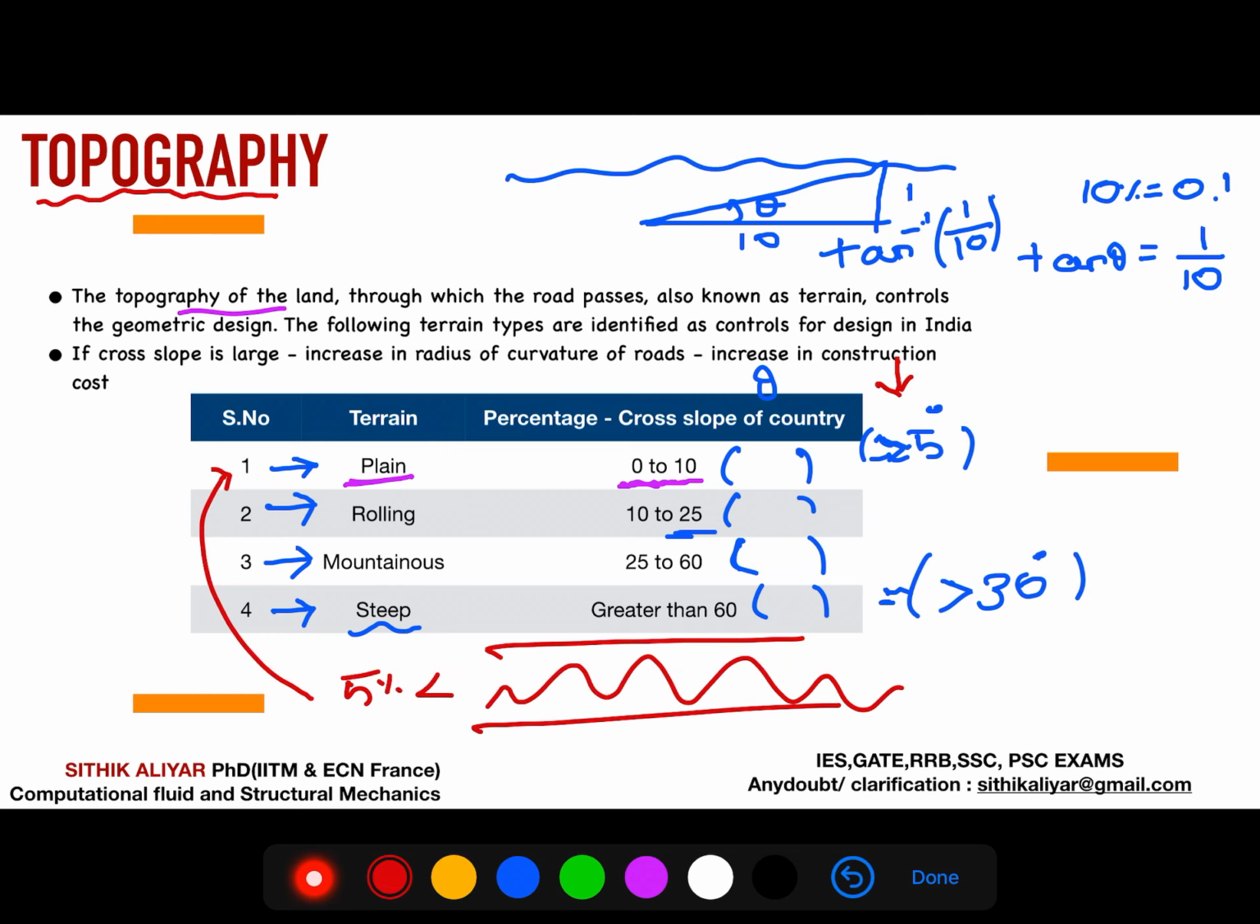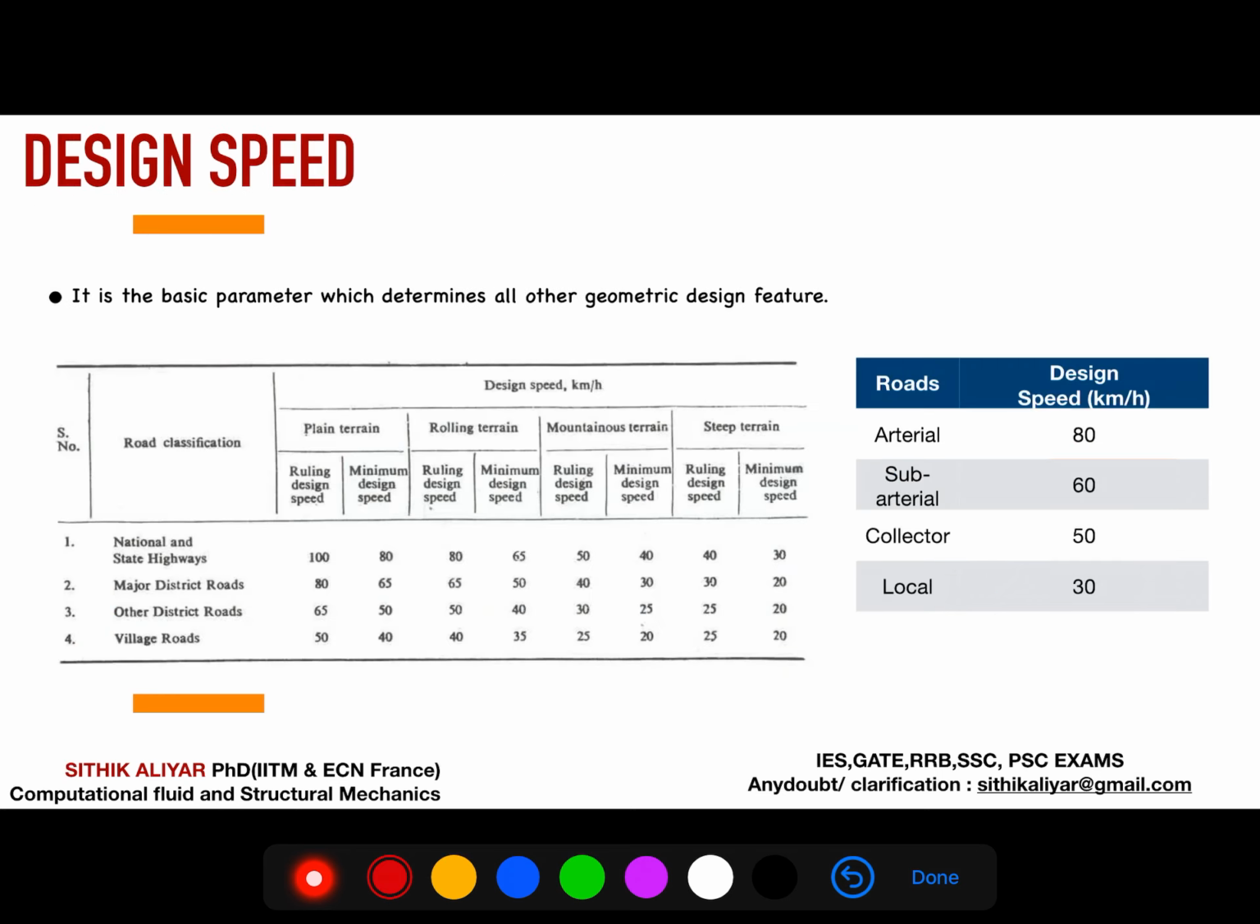So there are 4 terrains, and each terrain is going to modify the design. A national highway in plain terrain will be different, and a national highway in steep topography will be totally different. So topography also heavily alters your geometric design. Clear? Okay, so the final factor, as we discussed, is very important: design speed.